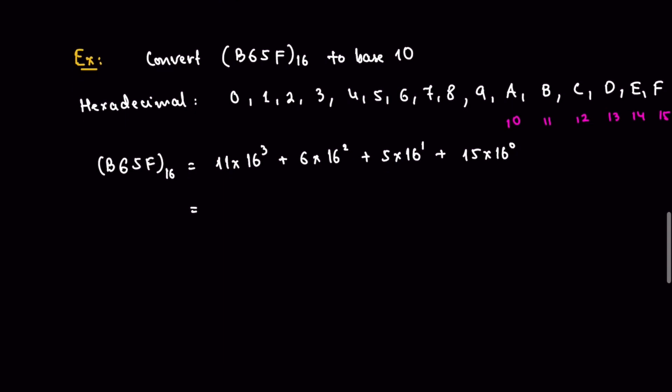Then we're going to use a calculator in this case, and the first calculations give me 45,056 plus 1,536 plus 80 plus 15. Altogether, we're going to get 46,687. This is in base 10.